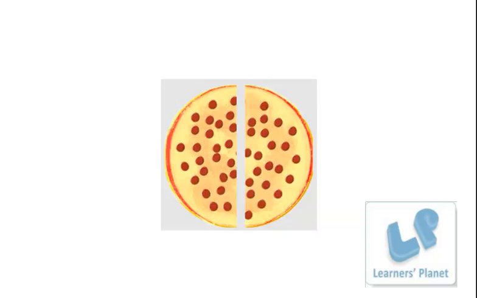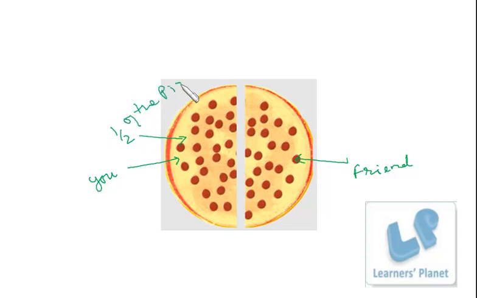So you cut the pizza like this, and one part is for your friend and one part is for you. Now what do you say to your friend? That I'll eat half of the pizza, you eat half of the pizza, right? So this portion is what? Half of the pizza. And this is also half of the pizza.